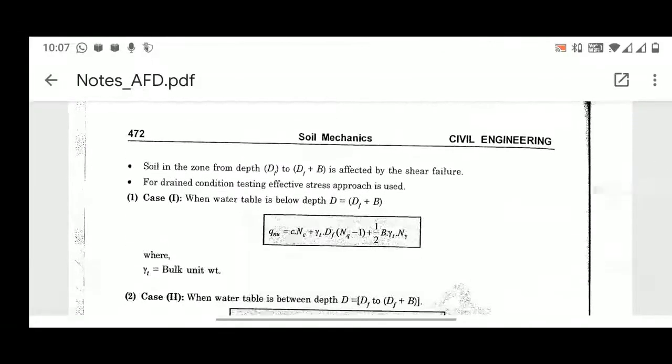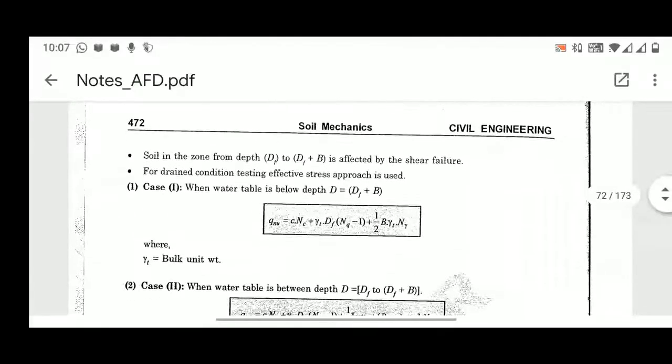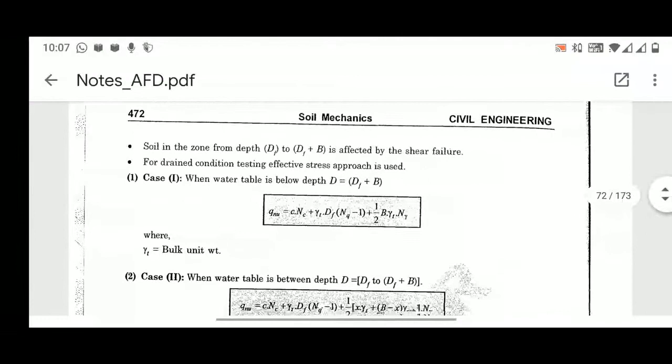Now for the first case, they are saying when your water table is below depth Df plus B, your net ultimate bearing capacity expression will not be modified. It will be as it is, that we have learned: cNc plus gamma Df (Nq minus 1) plus half gamma B N gamma.